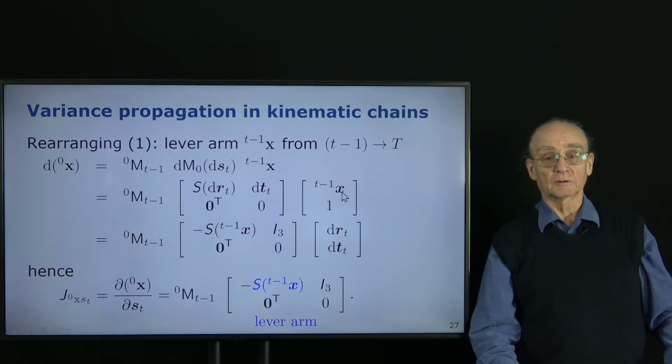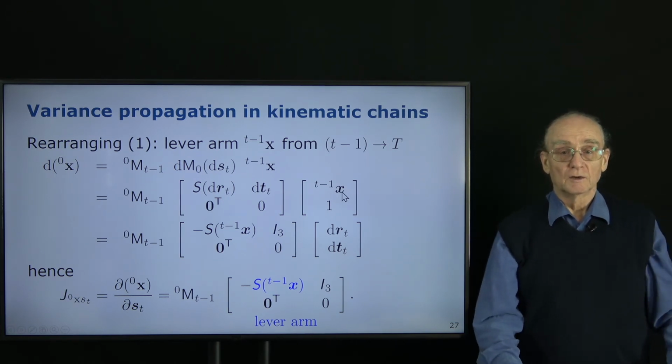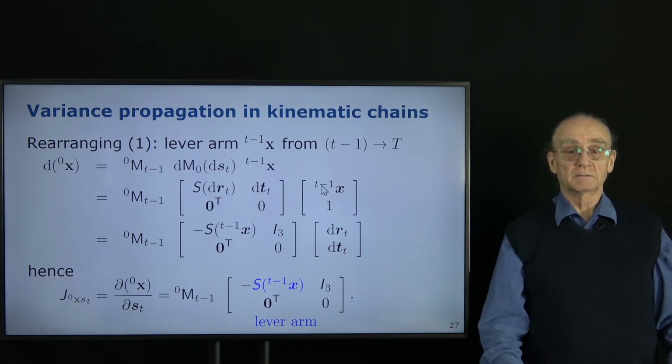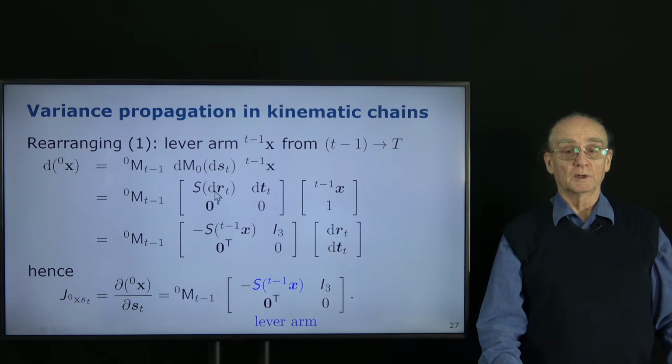Now here we have the non-homogeneous coordinates of the point X in frame t minus 1. Now we want to have it on the right side, so we do the same thing as before. We take here the cross product of dRt with x t minus 1, which is the negative cross product of x t minus 1 and rt. And we have here the differential change of the translation.